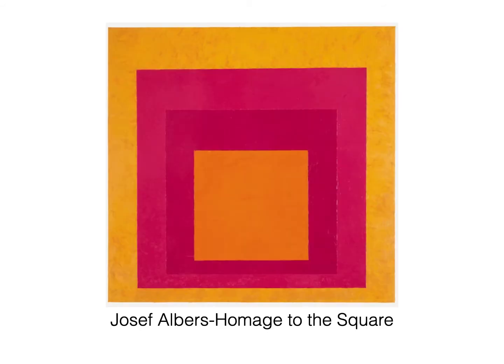Barnett Newman, around the same time, used that primary triad that we studied before as a harmony for this painting called Who's Afraid of Red, Yellow, and Blue 2.